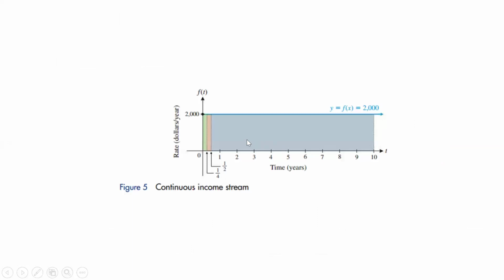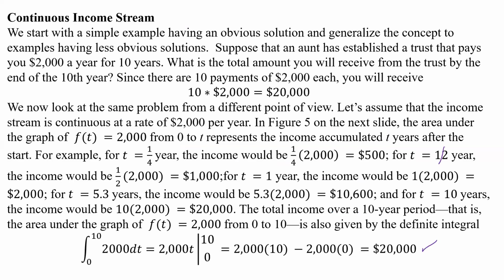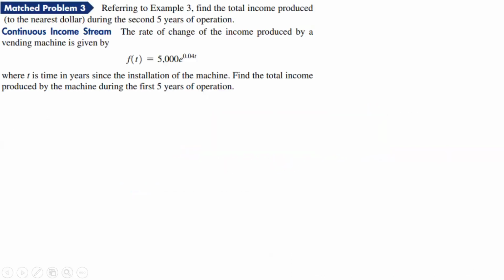And again, if you think about it, at each point in time we can figure out what it is. At 4, we're going to take 4 times the 2,000, so that's going to be 8,000, and that's basically the area up to that point. So that would have been the area under the curve there, length times width kind of thing. And if we took the whole thing, 10 times 2,000, that's going to give us 20,000. That's the area under the curve. And that's what we're doing with integration: we're finding the area under the curve.